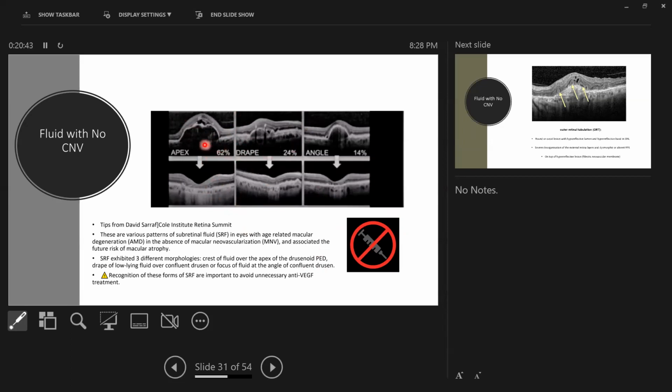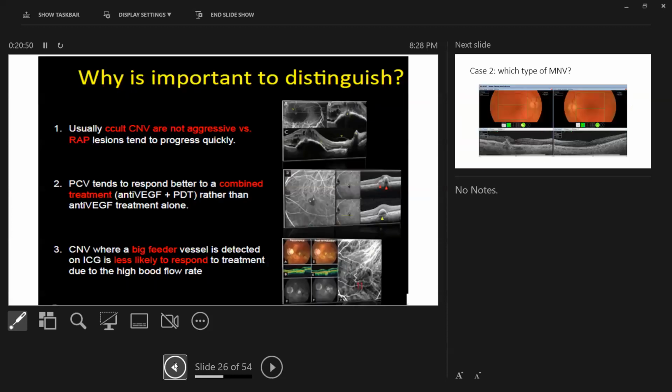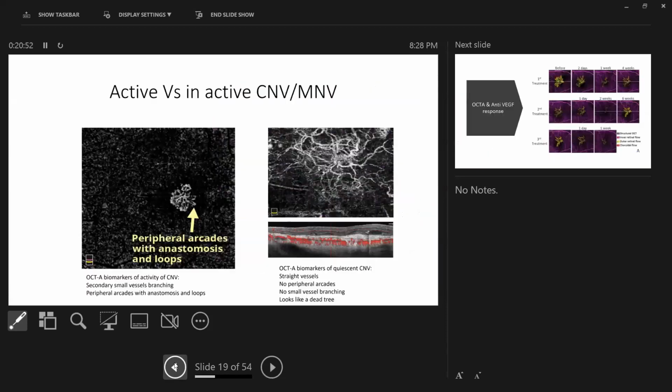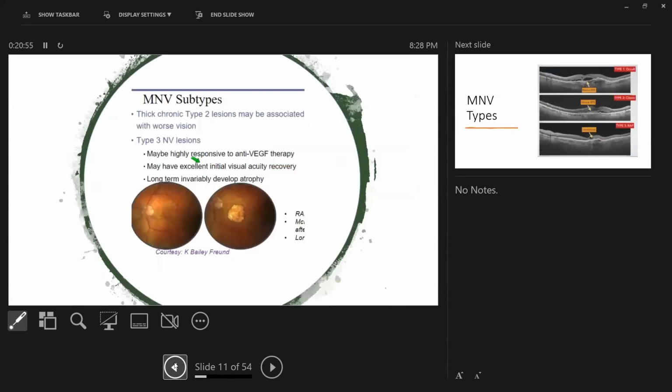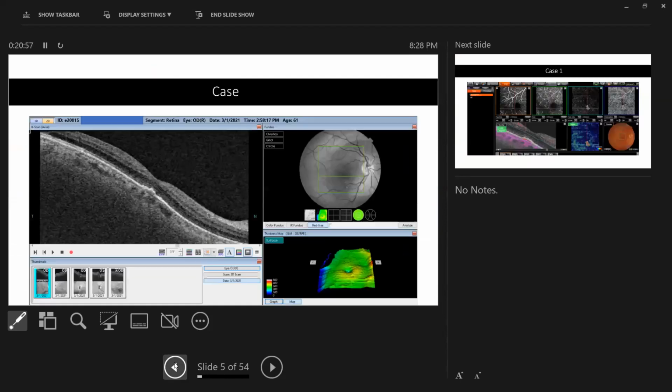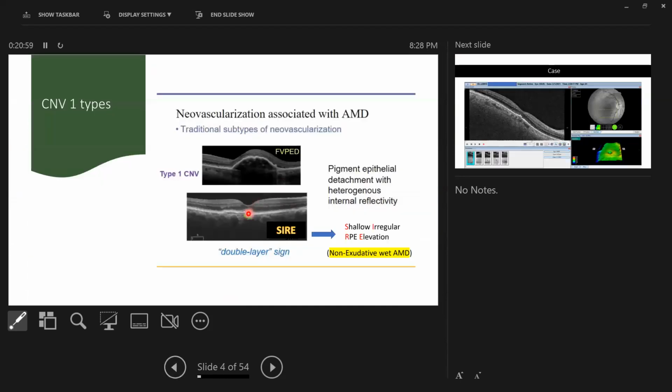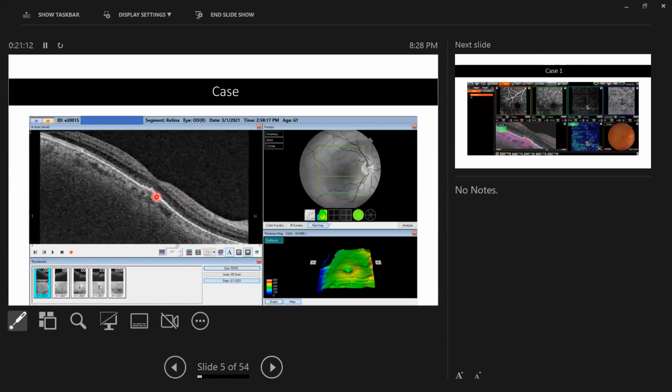One of them is these three kinds of the neovascular RPE detachment. And the other one, if you remember, the SIRI, which means the shallow irregular RPE detachment. We'll return back to it. This one is also non-exudative. We have RPE detachment, irregular like this, but it is shallow, not deep, and there is no fluid, like this case, like my case here.